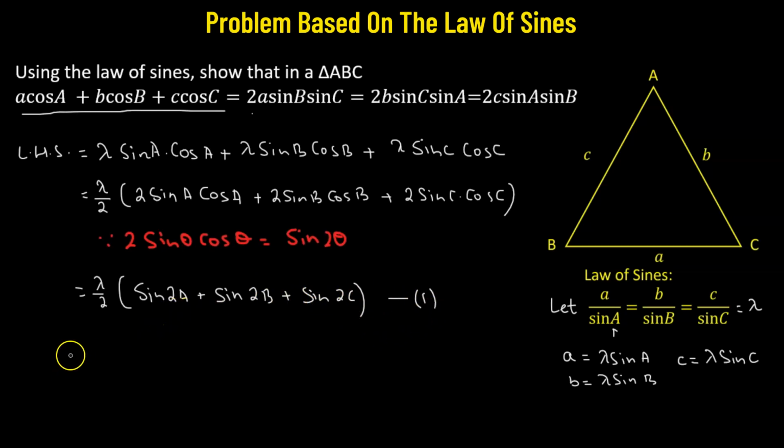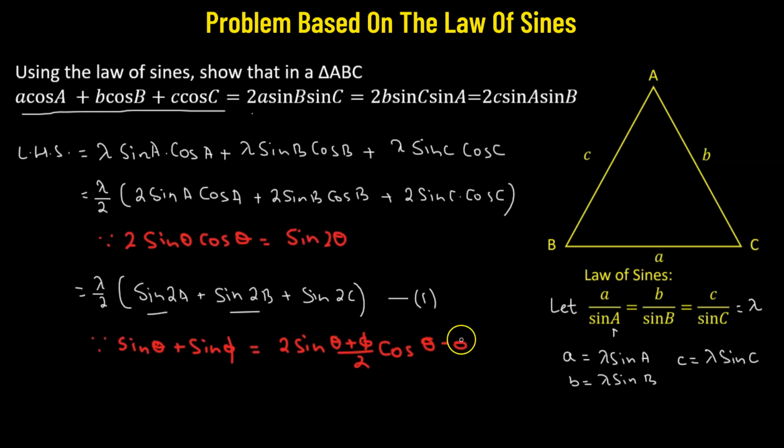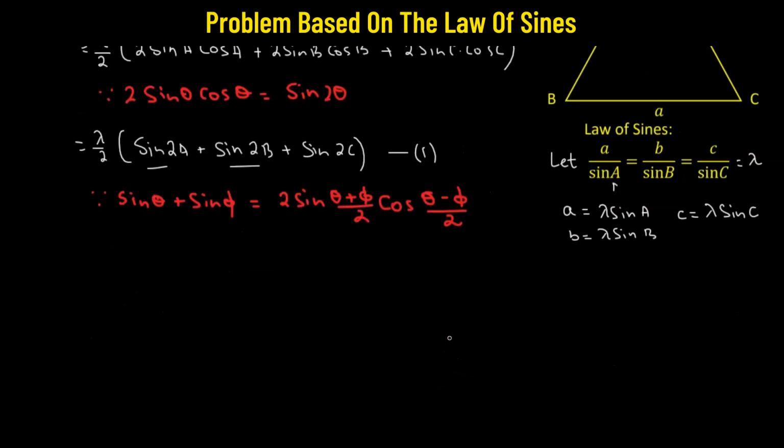For the time being, we'll take sin 2A and add it to sin 2B. Here, we're going to use a formula. We know that sin theta, when added to the sine of another angle phi, is equal to 2 times sin of (theta plus phi) divided by 2 multiplied by cos of (theta minus phi) over 2. Fine. So let's substitute this value here.